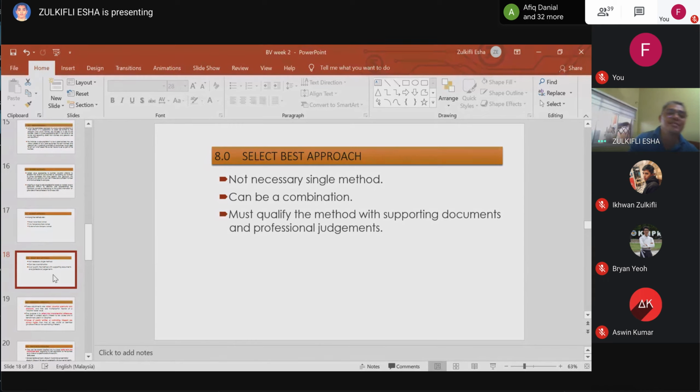So the next step, step number 8, is select the best approach. Not necessarily a single method. Normally, we will use two different methods as a cross check.